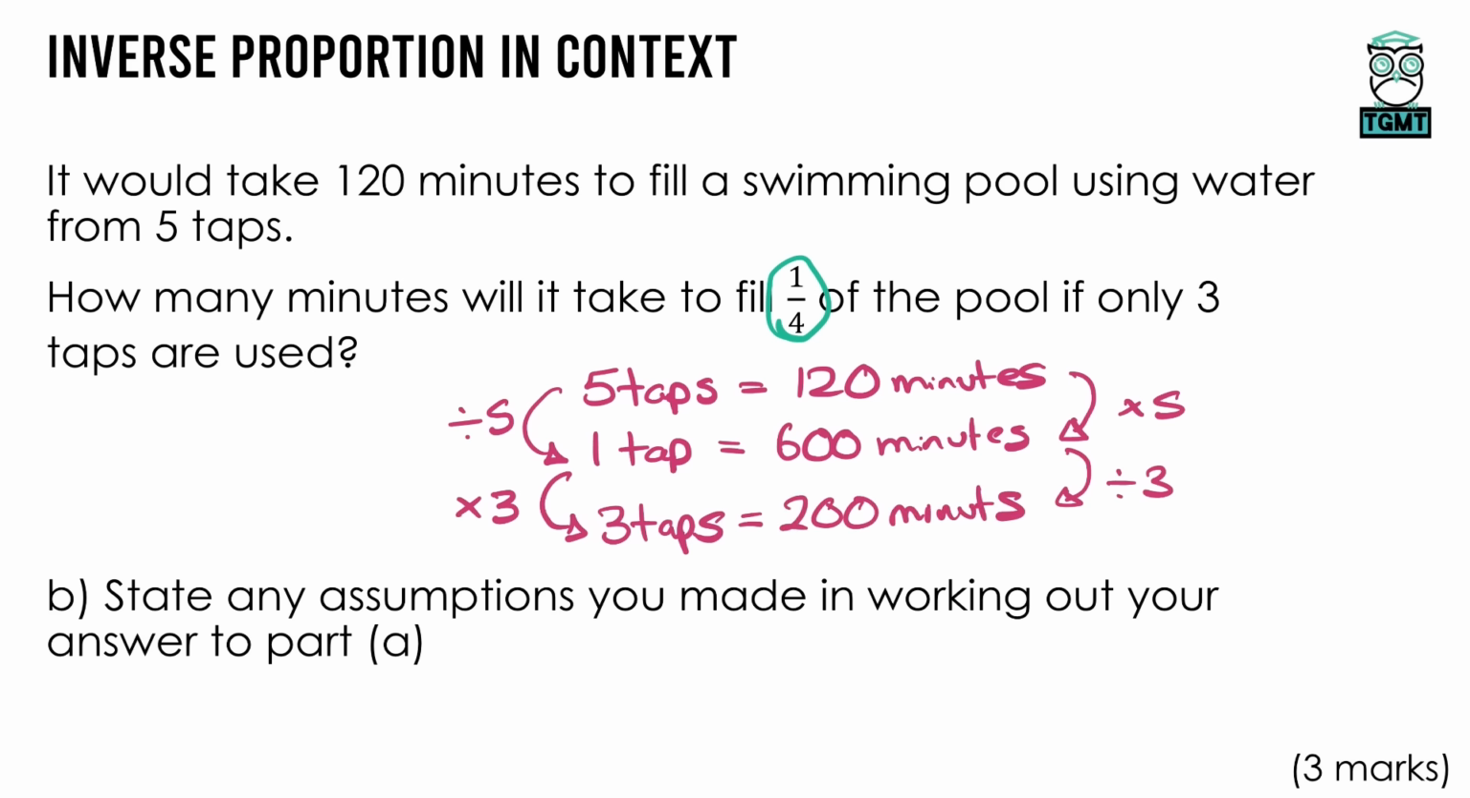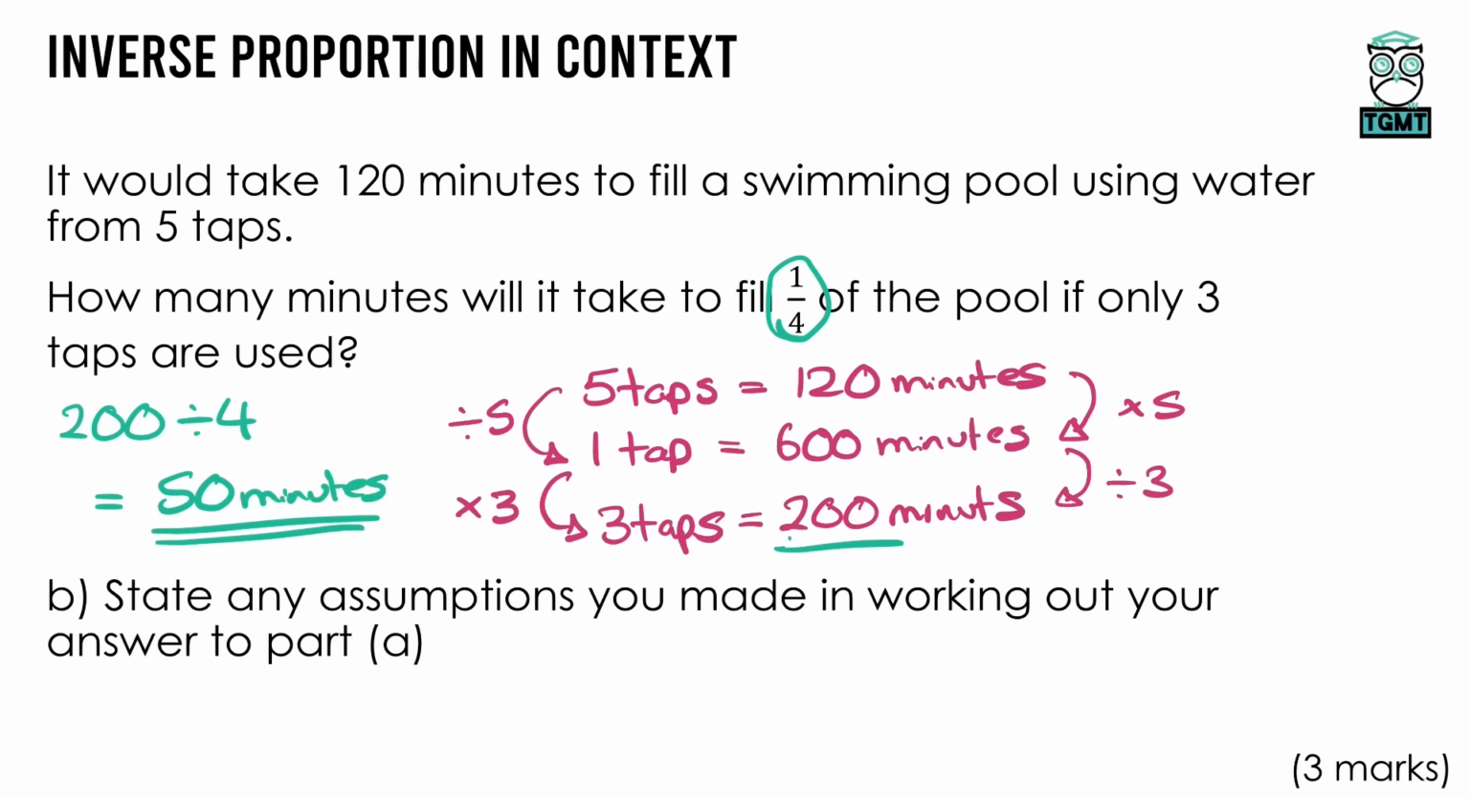Now this question here doesn't want to know the full pool, it only wants to know 1/4 of the pool. So we need to find 1/4 of 200. To find a quarter, you divide by 4. So 200 divided by 4, which gives us 50 minutes. And there we go, that'll be our final answer for this one, 50 minutes.